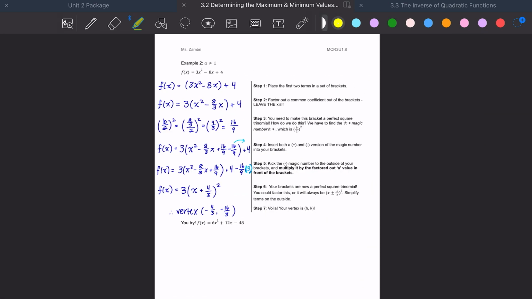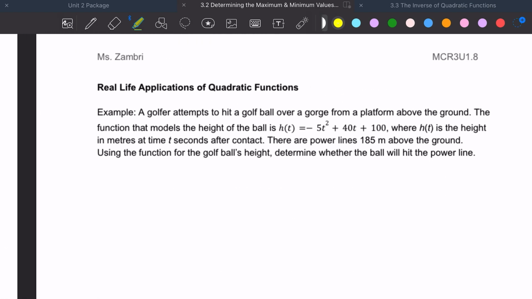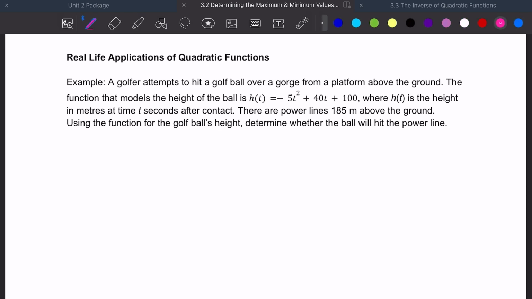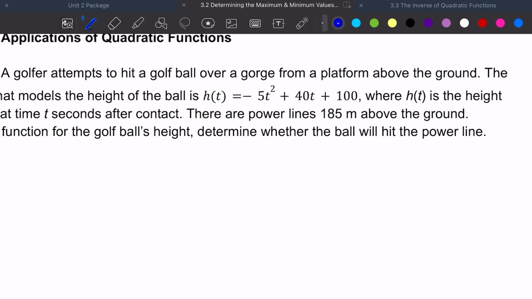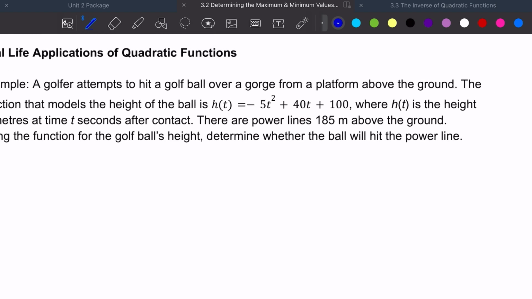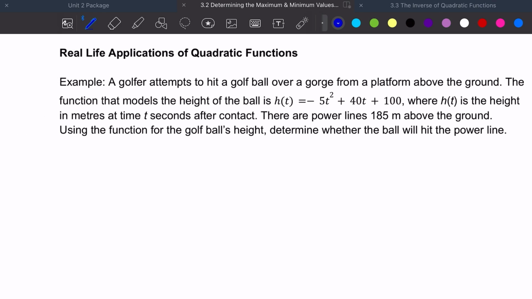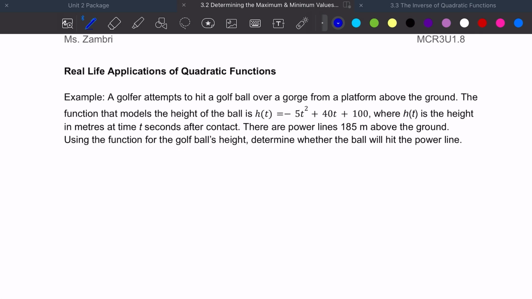The last thing that was left, that we didn't get to because the iPad died, was word problems. So where are you going to need to find the vertex in a real life application? Some people started these, but I'd still like to take them up in case people were confused. A golfer attempts to hit a golf ball over a gorge from a platform above the ground. The function that models the height of the ball is h of t equals negative 5t squared plus 40t plus 100, where h of t is the height and t is the time in seconds. There are power lines 185 meters above the ground. Using this function, we need to figure out whether or not the ball is going to hit the power lines.